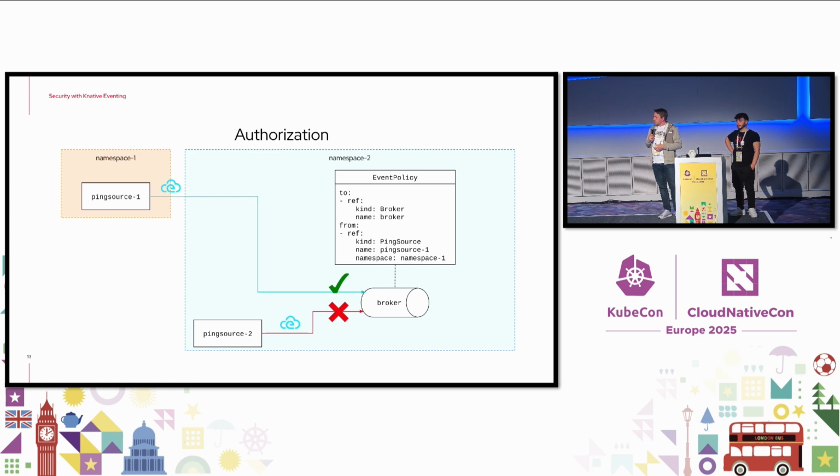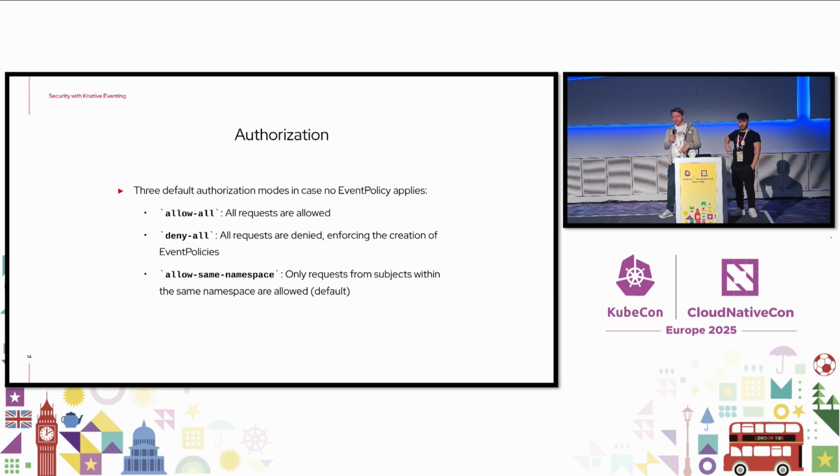Now you might wonder what happens if you don't have any event policy defined for some resources. For that case, we define some fallback mechanisms, or some default authorization modes, which jump in in case no event policy is in place for a resource. And there we have three different options you can choose from. First, allow all, which means that all requests are allowed if no event policy is in place.